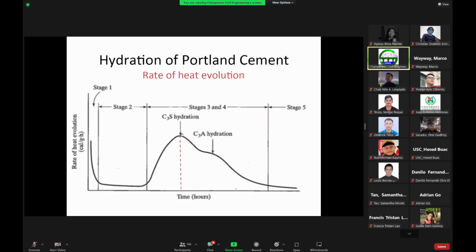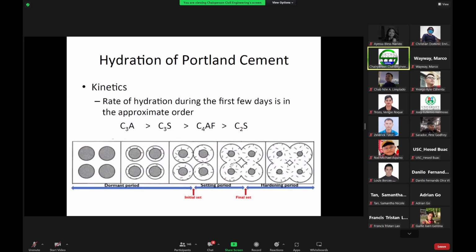Stage 4, after this point, is what we call deceleration. Deceleration, from the word itself, means that the rate of reaction is slowing down. As the hydration continues, the thickness of your hydration product increases. Remember from here, the thickness of your hydration product increases. It forms a barrier between the water and the unhydrated cement grain.